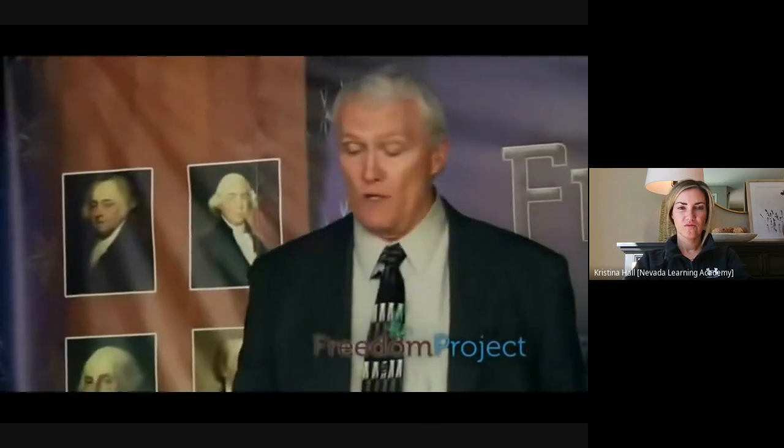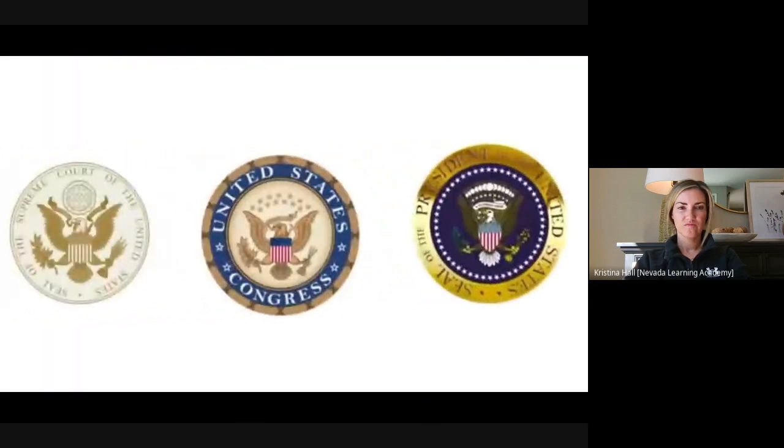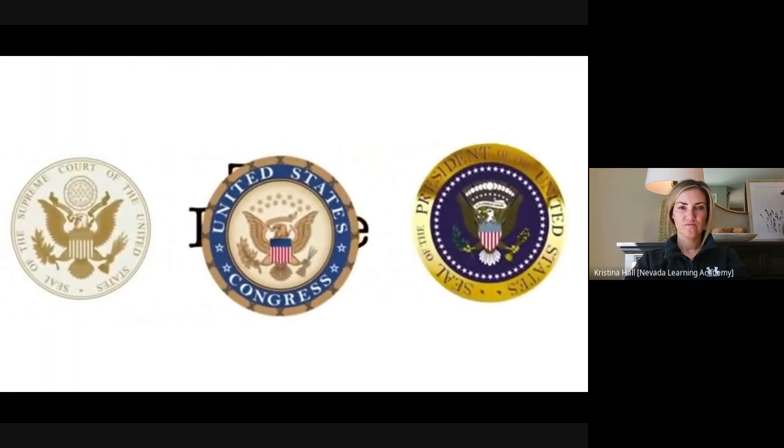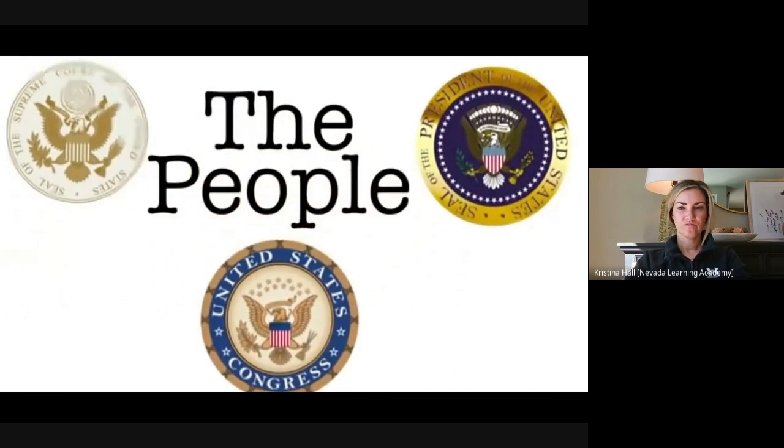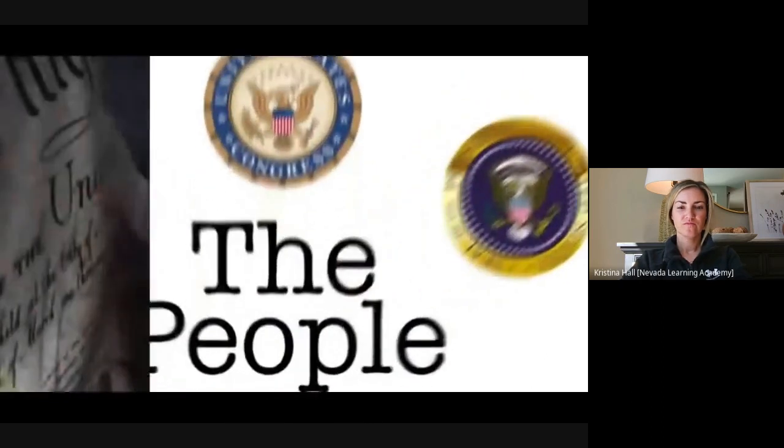The founders intended to limit government and its powers. Each of our country's three branches was created to act in the best interest of the people, and not to step on them or their God-given rights.